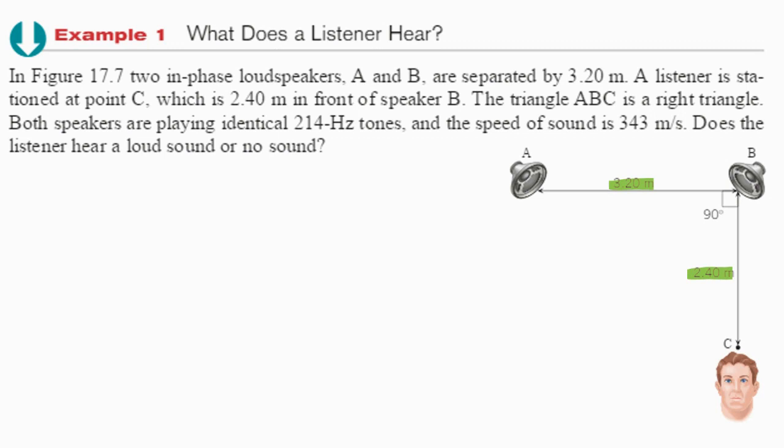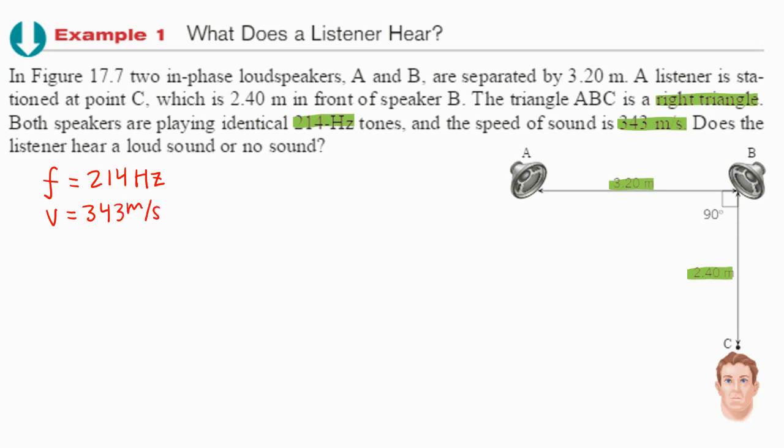They also tell us that the triangle ABC is a right triangle. That'll come in handy later. And that both speakers are playing identical 214 hertz tones. Also, the speed of sound is 343 meters per second. So let's go ahead and list that. So we know that the frequency for both, the sound coming from both speakers is 214 hertz. And the speed of sound is 343 meters per second.